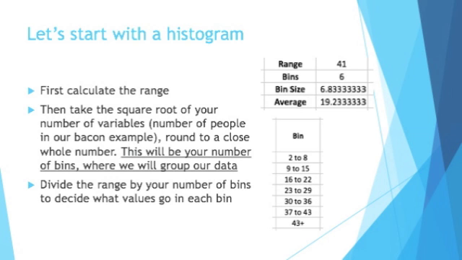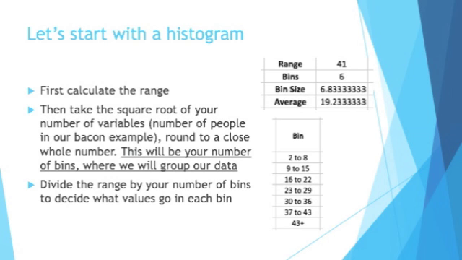So in this example we had 6 bins, and the range is 41. So each bin will span about 6.83 values. So I said 7. So our first bin is 2 to 8. That means for every person that has between 2 and 8 pieces of bacon, they're going into that bin. Next is 9 to 15. So each bin represents 7 values. And just keep doing that until you go over your maximum amount.